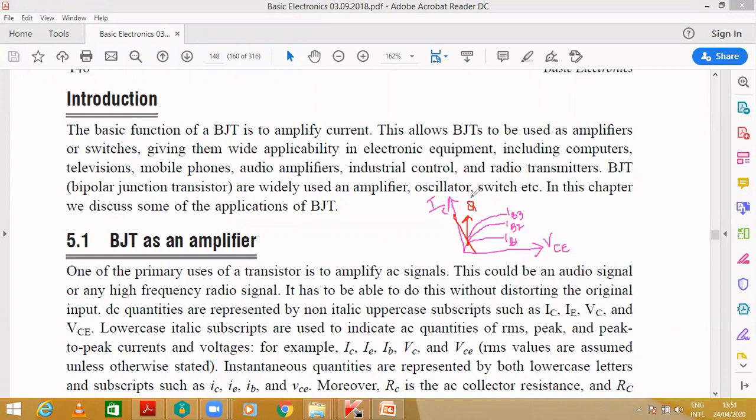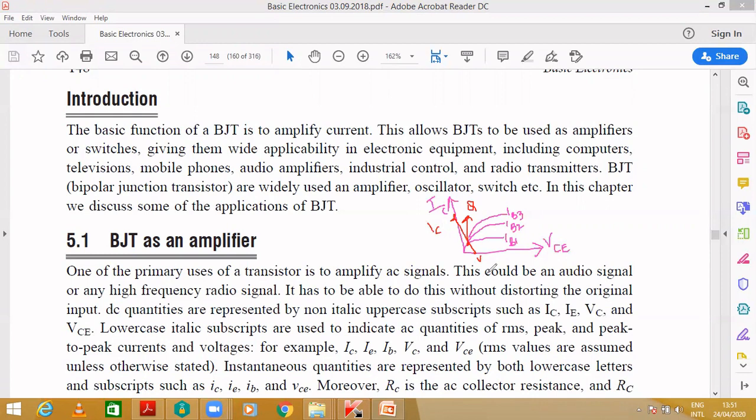Here you will be getting the current. Here you are getting the maximum current, and here you are getting the maximum voltage. And I told you we have three regions. Those regions are active region, saturation region, and cutoff region.